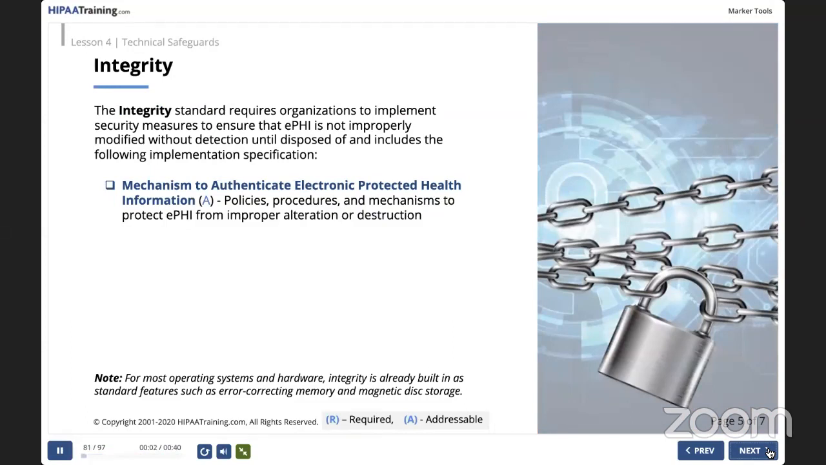Integrity. The integrity standard requires organizations to implement security measures to ensure that EPHI is not improperly modified without detection until disposed of, and includes the following implementation specification: mechanism to authenticate electronic protected health information, policies, procedures, and mechanisms to protect EPHI from improper alteration or destruction. Note: for most operating systems and hardware, integrity is already built in as standard features, such as error-correcting memory and magnetic disk storage.